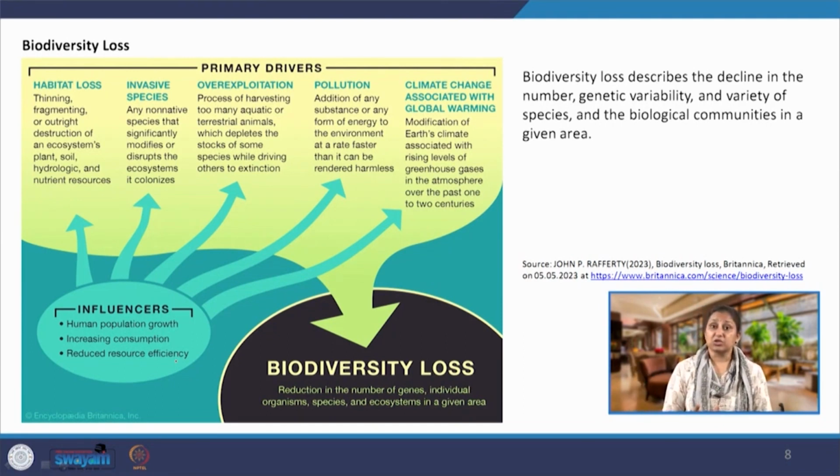Over-exploitation of resources, especially the habitat. That is another thing which drives these animals away. We are talking about pollution, adding substances which may be harmful to these animals, flora and fauna, is a common driver for biodiversity loss, and then we also have climate change associated with global warming.